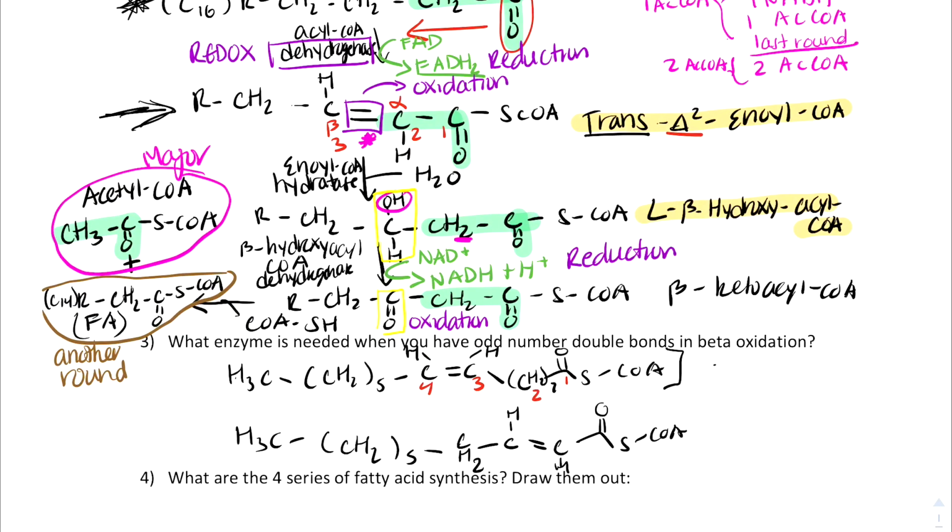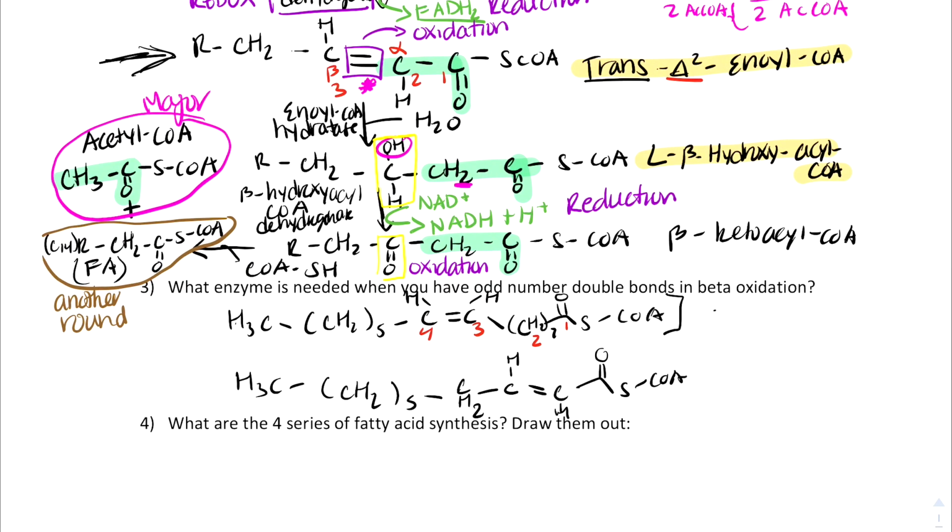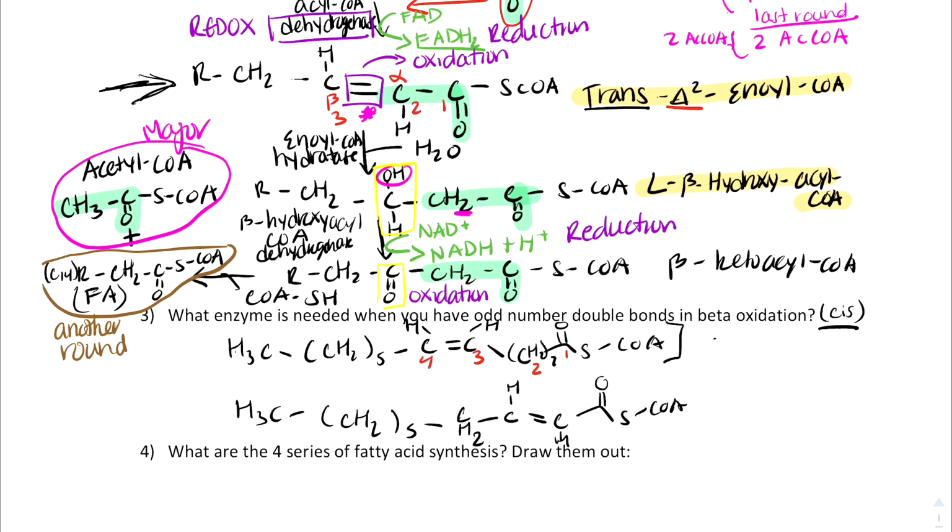Okay, so for this next question, I should have been a little more specific, but we're looking at when we're doing beta oxidation in terms of when it's in cis form. So let's just start with this group right here. I drew them just so that way it's easier and I don't waste time.